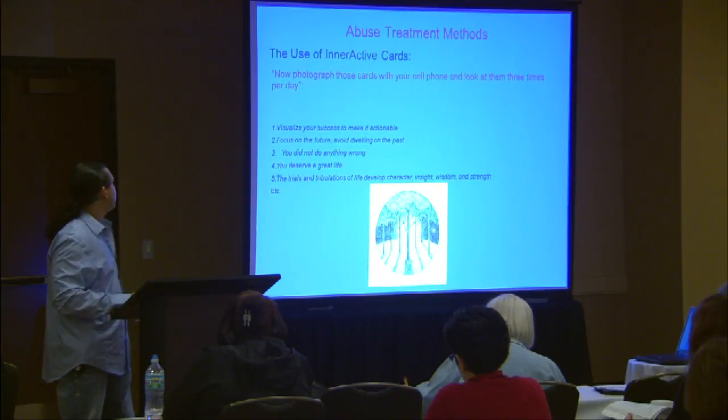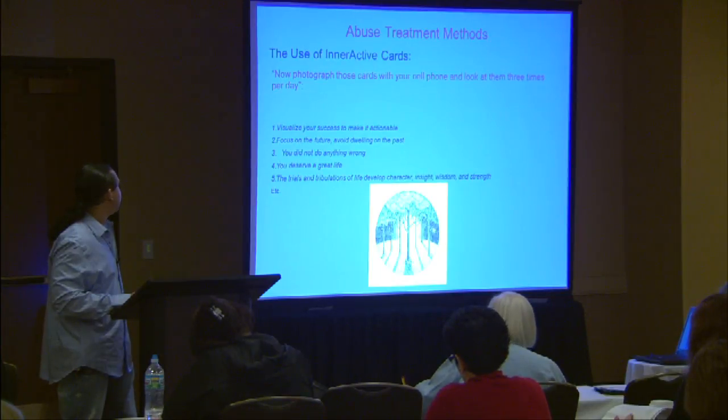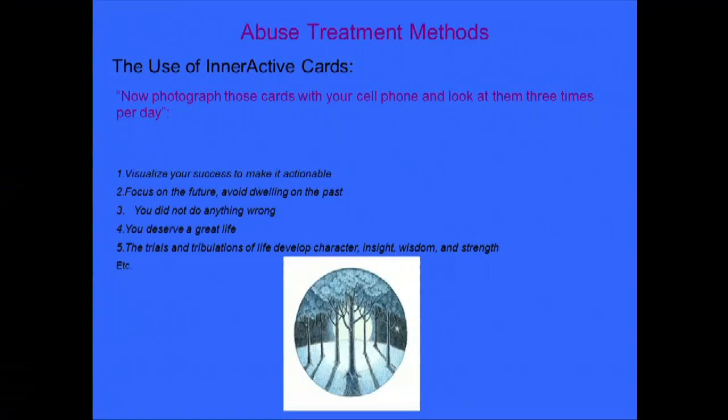So I mentioned about photographing the cards, visualizing your success, focus on the future, avoid dwelling in the past. You can't live your life looking in a rear view mirror and driving forward. You cannot do that. You got to get people to become future oriented. Ask them to put together short-term goals for their future. They can be travel goals, family goals, relationship goals, academic goals, workout goals. But short-term, middle-term, and long-term goals get people focused towards the future. That future orientation reduces anxiety.